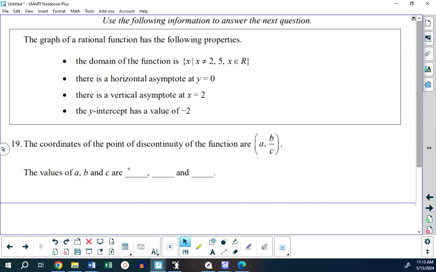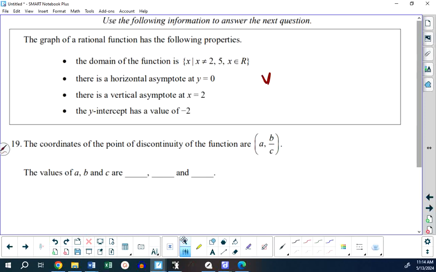So the domain of a function is, and it's a rational function. The domain of the rational function is x is not allowed to be 2 or 5, otherwise it's a real number. Well, that means that there must be an x minus 2 in the denominator and an x minus 5 in the denominator. So we've checked that box, so to speak. There is a horizontal asymptote at y equals 0. All that is telling us is that the degree on the top, when you expand it out, is smaller than the degree on the bottom. It's also telling us y cannot equal 0, by the way.